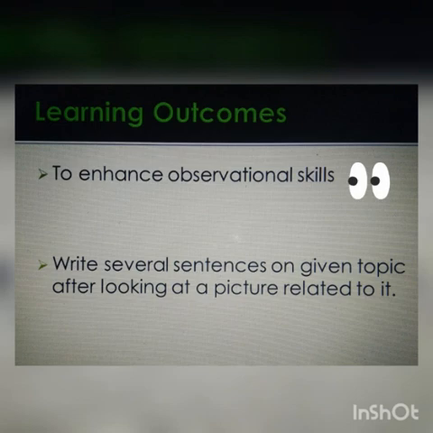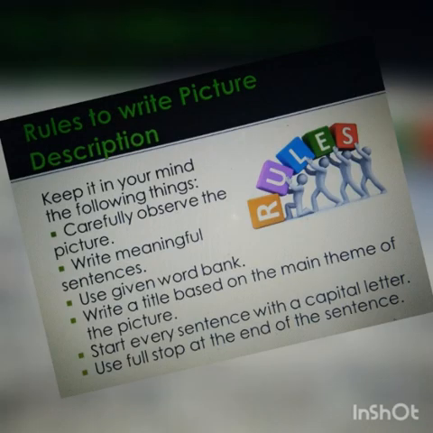Next, there are some rules that we need to follow while writing picture description. So they are: carefully observe the picture, write meaningful sentences, use the given word bank, write a title based on the main theme of the picture, start every sentence with a capital letter, use a full stop at the end of the sentence. So these are the rules that you must keep in your mind while writing the description.